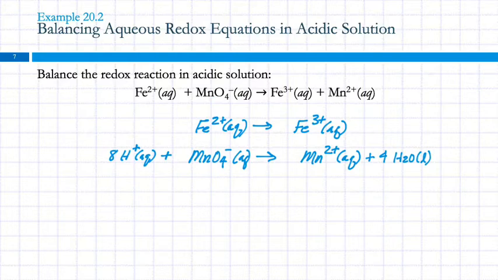Now are all the elements balanced? Yeah. 8 hydrogens on each side, 1 manganese on each side, 4 oxygens on each side. Next, we balance with respect to charge. So this top one, I've got +2 on one side, +3 on the other side.